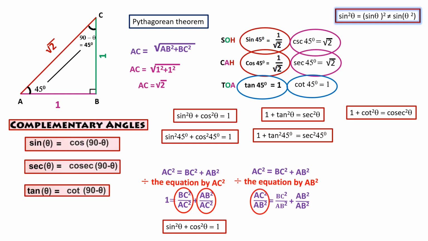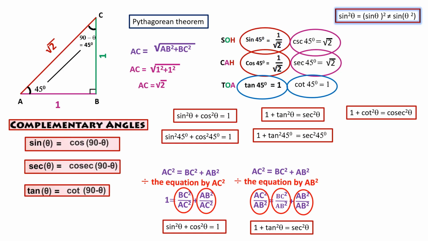AC by AB will give you secant theta. The square of it will be secant square theta. BC by AB will give you tan theta, and AB will cancel with AB, which will give you 1 plus tan square theta is equal to secant square theta.